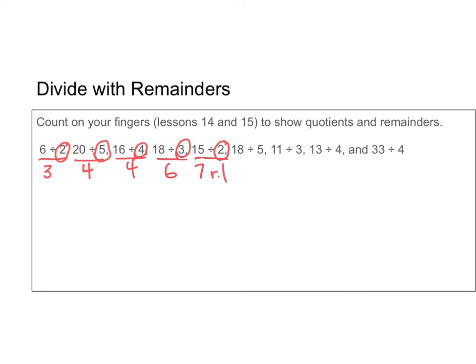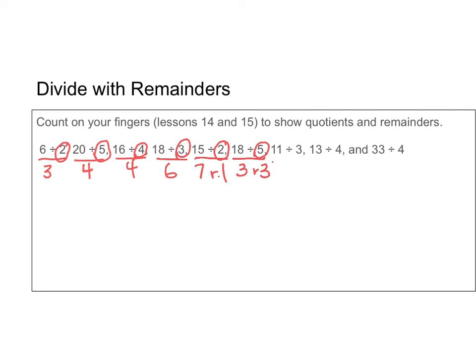All right, let's look at 18 divided by 5. Again, 5 is our divisor, so we'll count by 5s. 5, 10, 15, 20 takes us too far, so we're going to go 5, 10, 15. How many was that? 3, and from 15 to 18 is 16, 17, 18. That's 3, a remainder of 3.